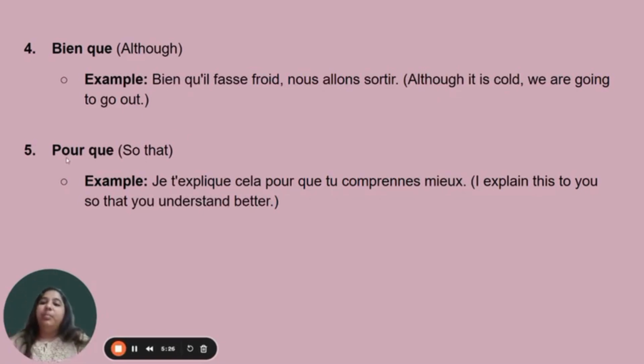Okay, so pour que. Pour que means so that. Je t'explique cela pour que tu comprennes mieux. I explain this to you so that you understand better. Whenever you use pour que, it is very important that whatever you conjugate after that should be in the subjunctive.